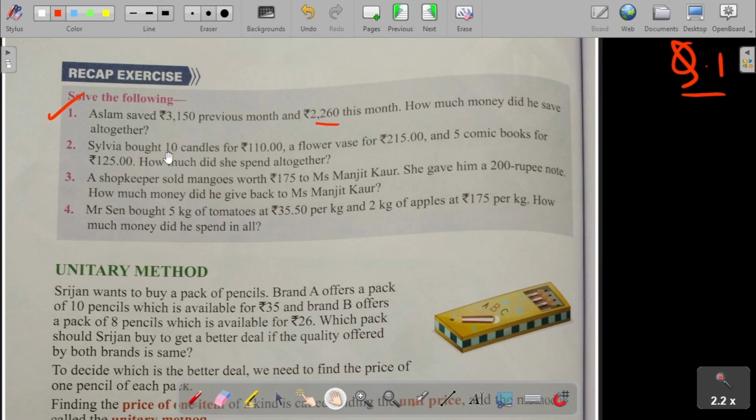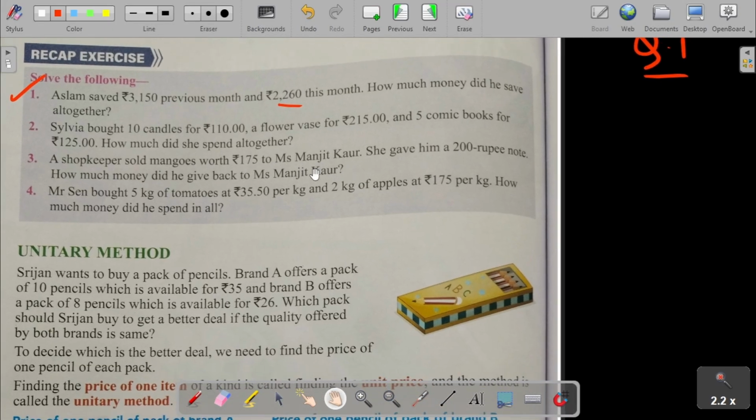Okay, Sylvia bought 10 candles for 110 rupees, a flower vase for 215 rupees and 5 comic books for 125 rupees. So how much did she spend altogether? তাহলে 10টা ক্যান্ডেলের জন্য সে স্পেন্ড করেছে কত? 110 টাকা। আর ফ্লোয়ার ভিসের জন্য 215 টাকা আর 5টা কমিক বুকের জন্য 125 টাকা। তাহলে আমরা যদি অল টুগেদার বের করতে চাই কত টাকা স্পেন্ড করেছি তাহলে কি করব? সবগুলোকে অ্যাড করে নেবো অ্যামাউন্টগুলোকে. So how much did she spend altogether?